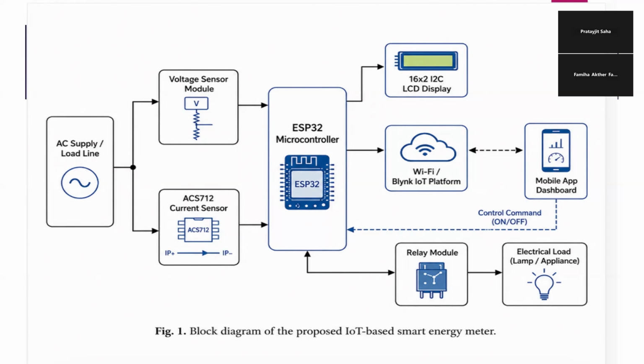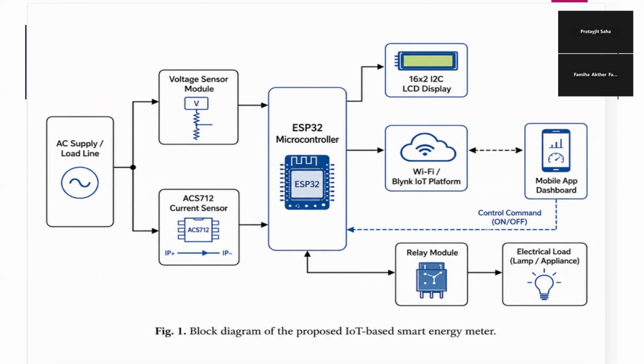Then we connected the relay module with ESP32. The relay signal pin is connected to GPIO 25. When ESP32 gives signal to the relay, the load turns on or off. Then we connected the ACS712 current sensor. The output pin of the current sensor is connected to analog pin GPIO 34 of ESP32.